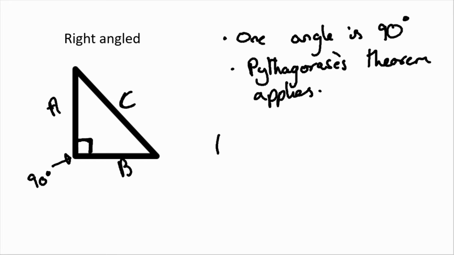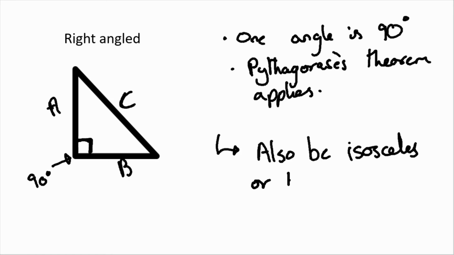Now, an interesting point about this is a right angle triangle can also be an isosceles triangle. So this right angle triangle can also be isosceles, or it can be a scalene as well. That means that we could have this triangle where these two lengths are the same.